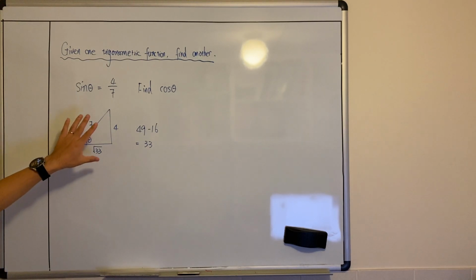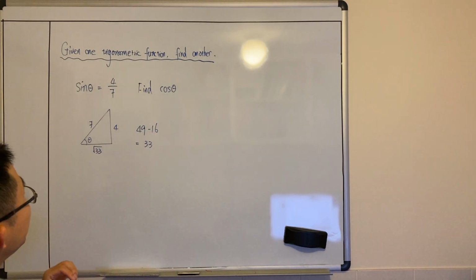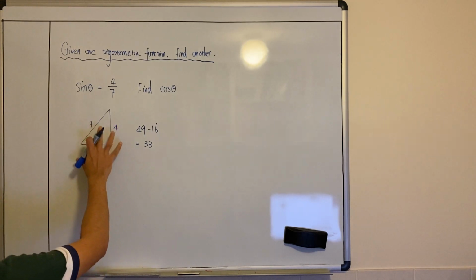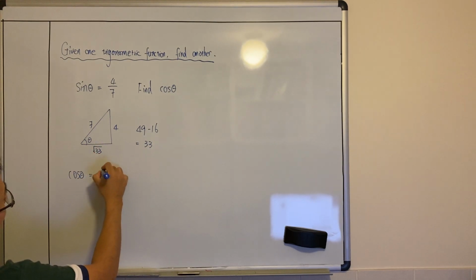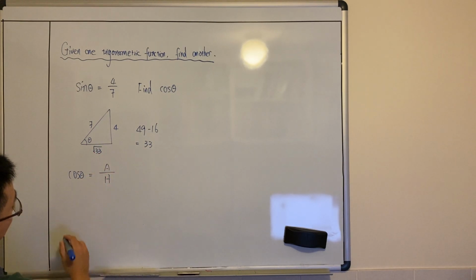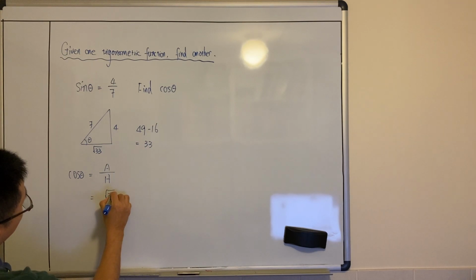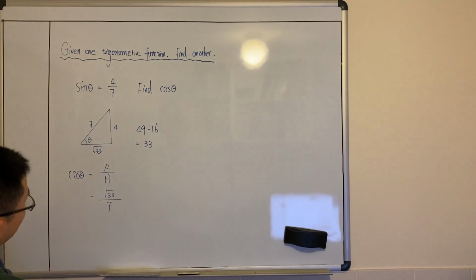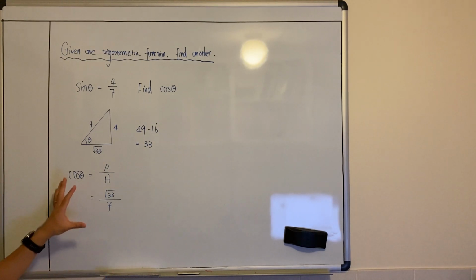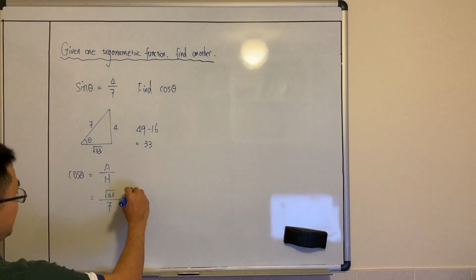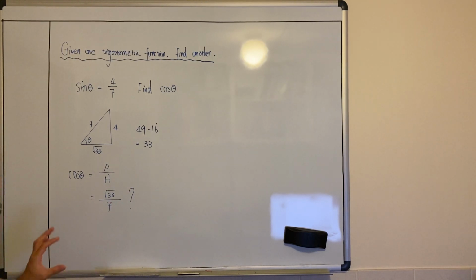So from here, you should be able to work out cosine theta, because if you look at that triangle, cosine theta is equal to adjacent over hypotenuse, which is equal to square root of 33 over 7. Alright, so it looks like that's the answer, right? It looks pretty good, everything is right. But is this the only answer here? That's what we need to think about. Can we have more than one answer for a question like this?